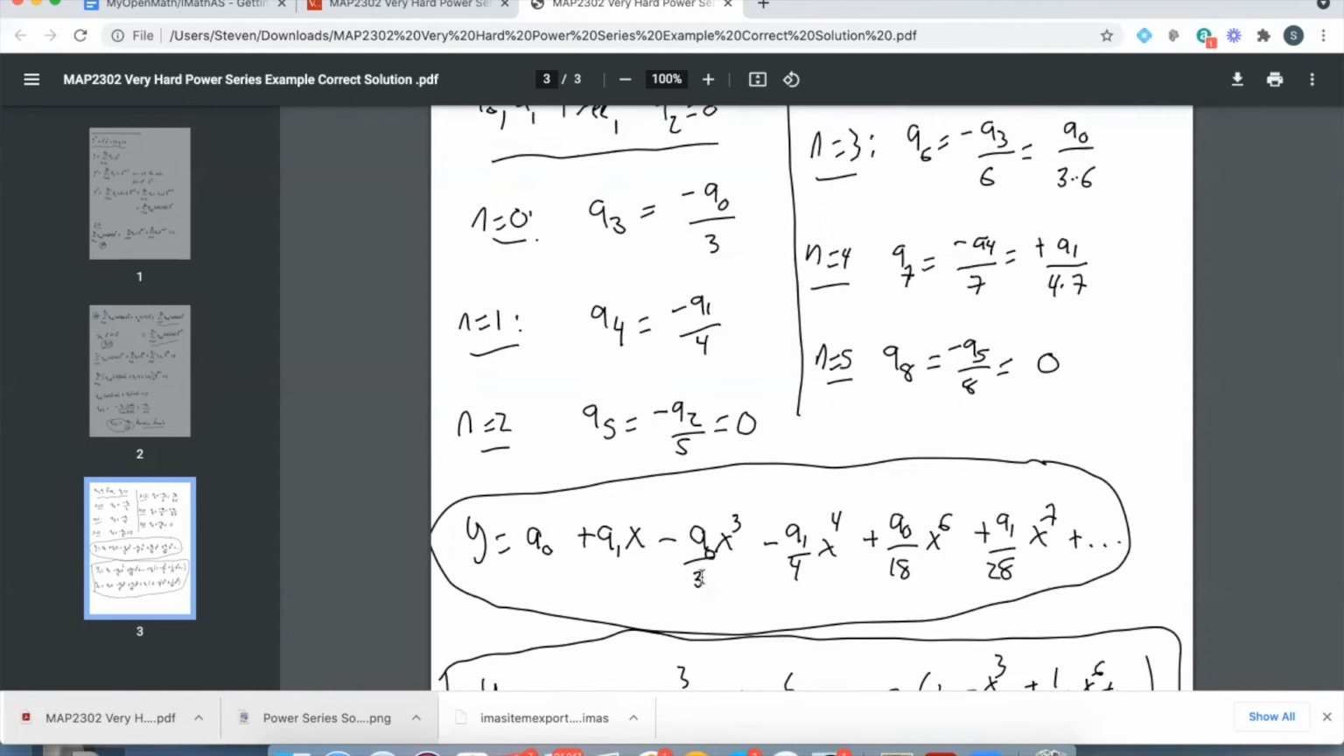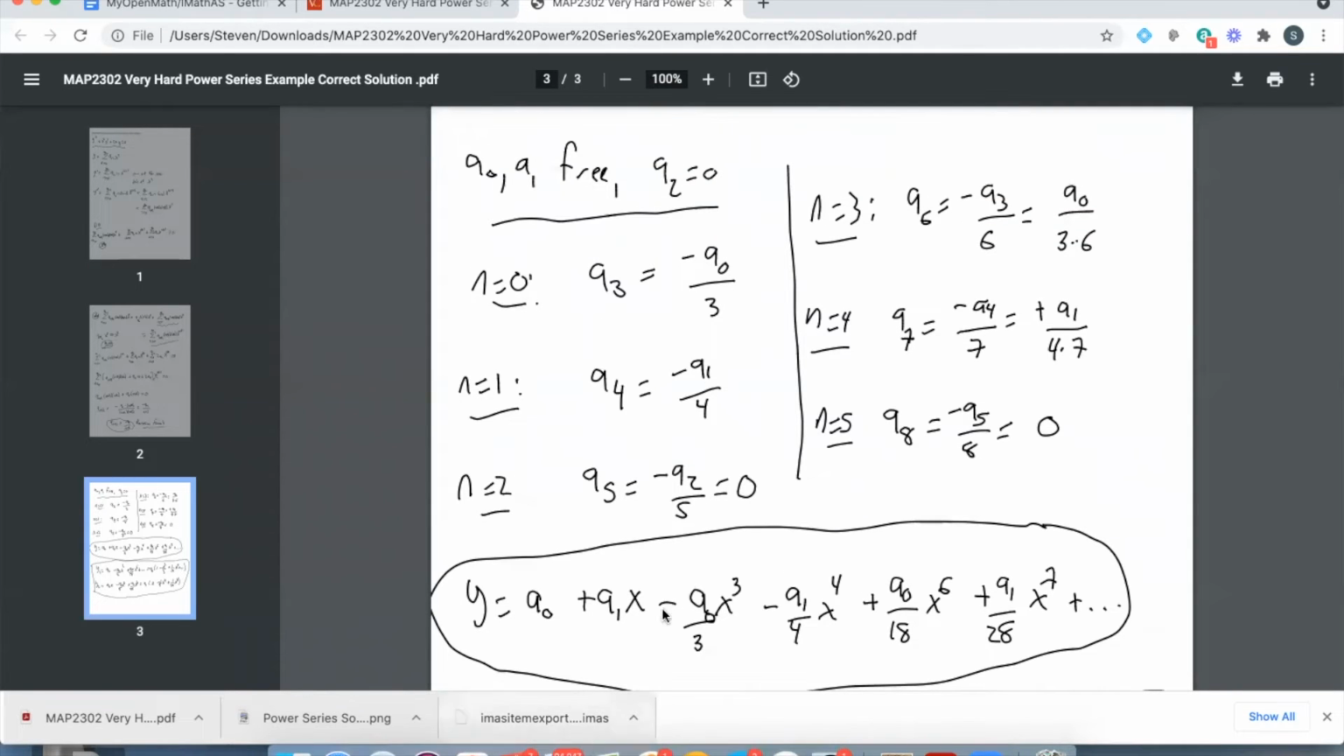So here, A2 was 0. That's why we don't have an x cubed. A3 was this thing right here. That goes with x cubed. See, here's A4. That goes with x to the 4th. Notice there's no x to the 5th because A5 was 0, and so forth. So that's the full solution.